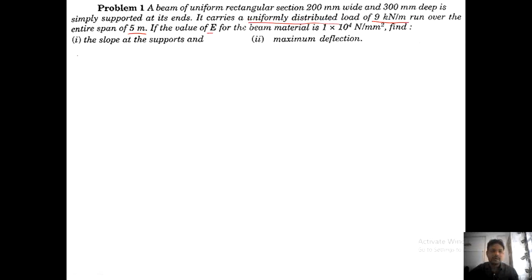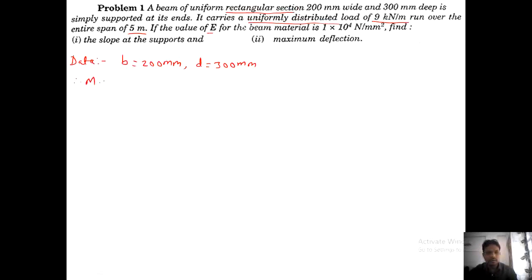So let us collect the data first. What is given? First of all, the width B is given as 200 mm. It's a cross-section given for the beam, so the beam is of rectangular section. Whenever a rectangular section, that means dimensions are given, we can easily calculate the moment of inertia of that area. So B is 200 mm and D, the depth, is 300 mm. Since width and depth are given, the moment of inertia can be easily calculated.